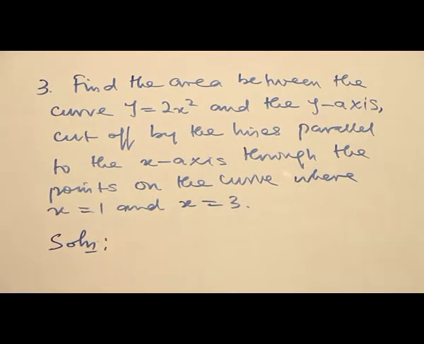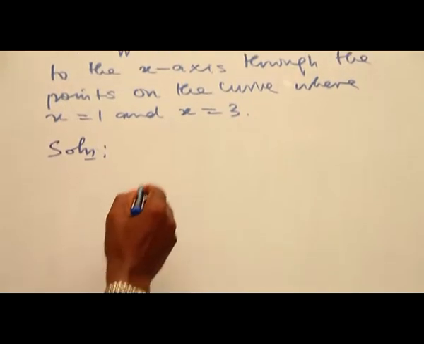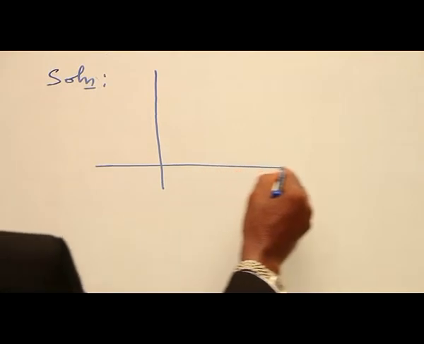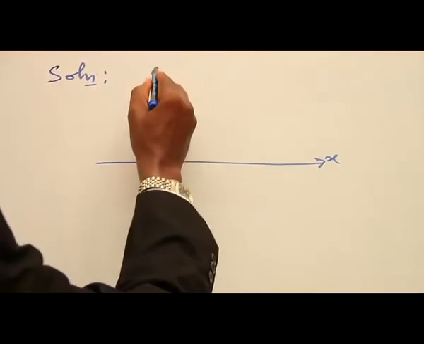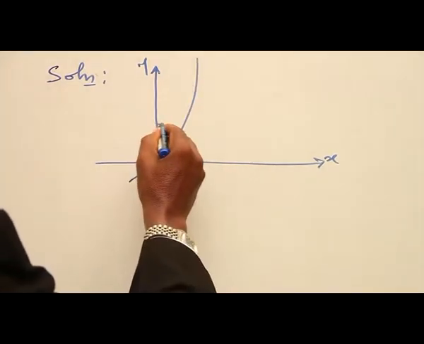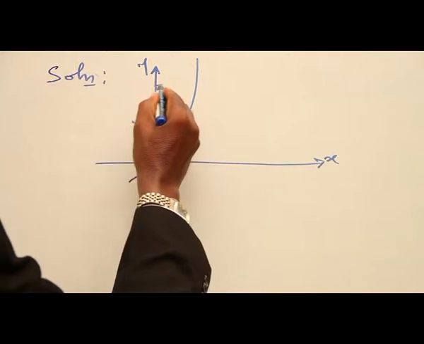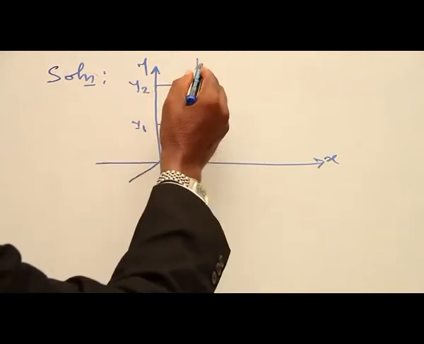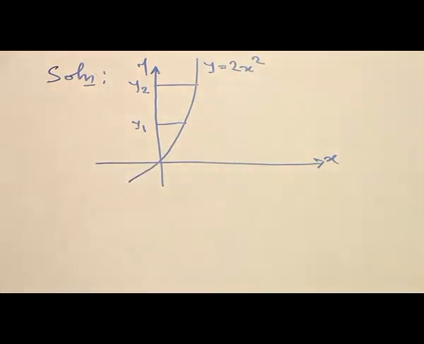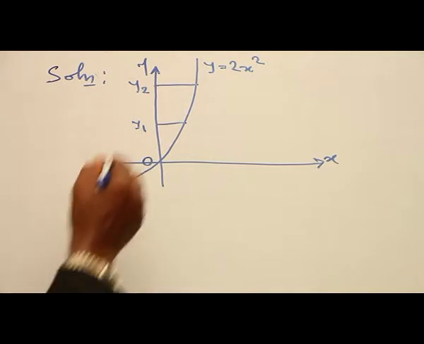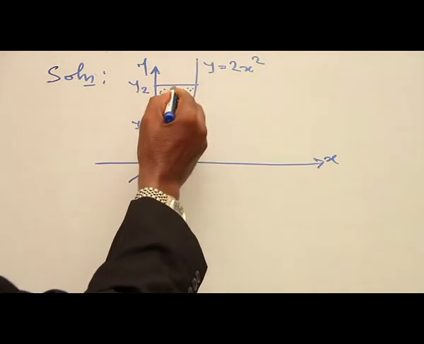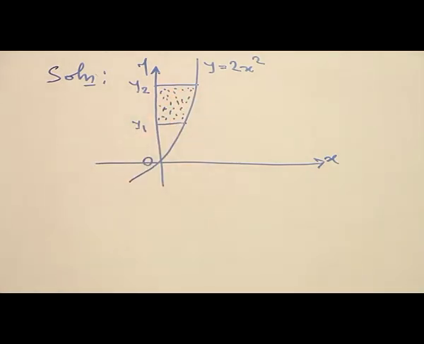First and foremost, let's sketch what the graph will look like. This is your x-axis, this is your y-axis, and here is the curve. We're looking at maybe y1 here, and we're looking at y2 there, and this is your y equal to 2x squared. This is the origin. Our interest is to find the area between y1 and y2. This is the case we have here.